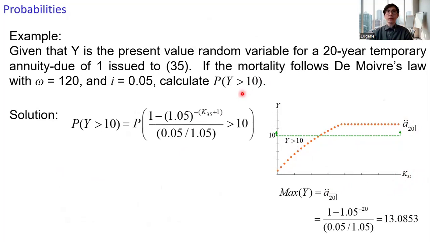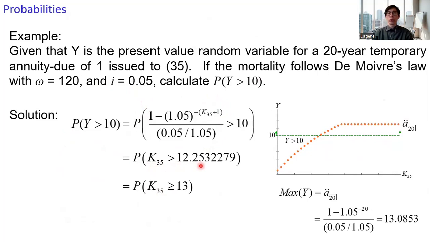In terms of K35, this is the expression for Y. And this is equivalent to the probability that K35 is greater than 12.253, but K35 is an integer. So we can write it as the probability that K35 is greater than or equal to 13.